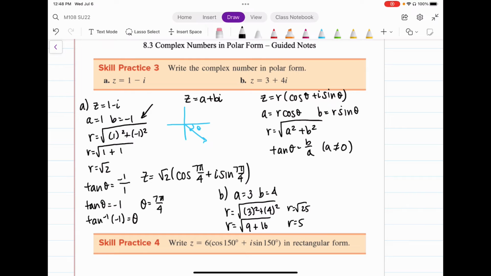Now, the tangent of theta has to be equal to 4 over 3, or the inverse tangent of 4 over 3 is going to give us theta. But unfortunately, we don't have a 4 over 3 in our unit circle, and so to leave it as tangent inverse of 4 over 3 is best. The way in which we write that is then going to be z is equal to the r value of 5, cosine of theta, and for theta we're just going to write inverse tangent 4 over 3, plus i sine inverse tangent 4 over 3.